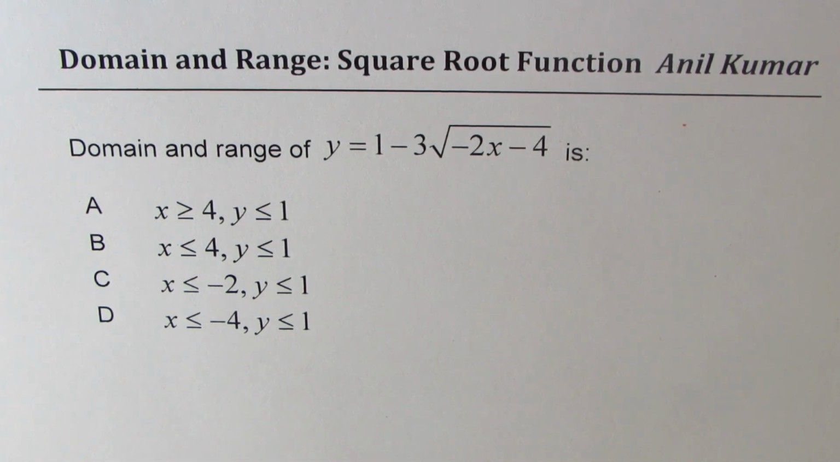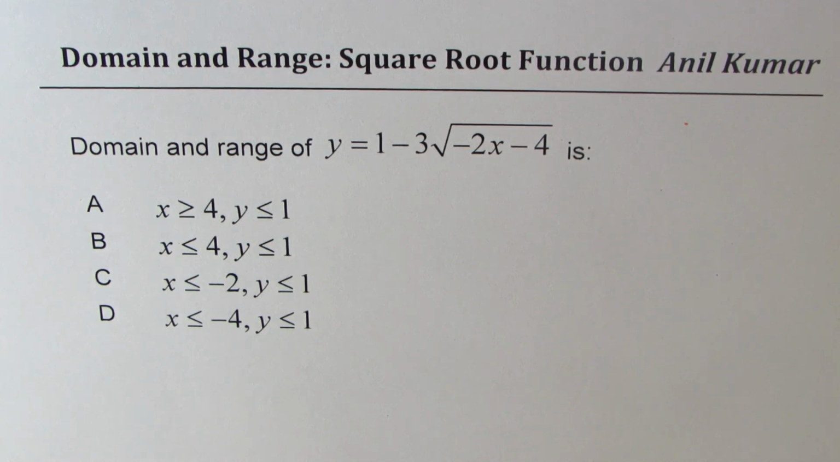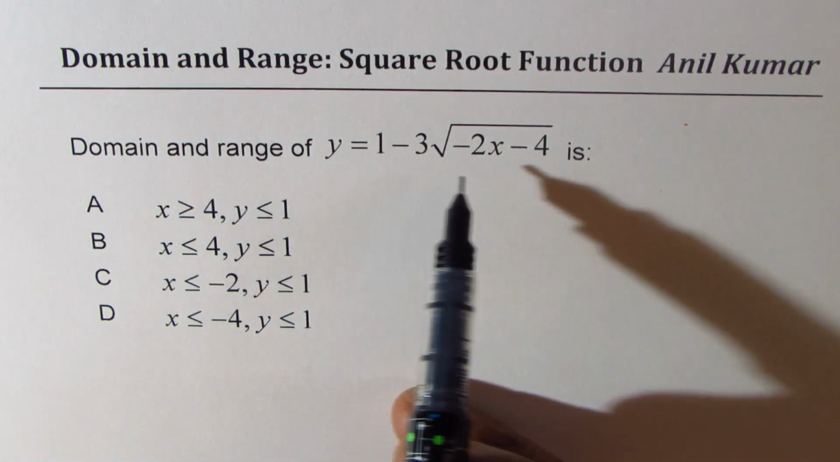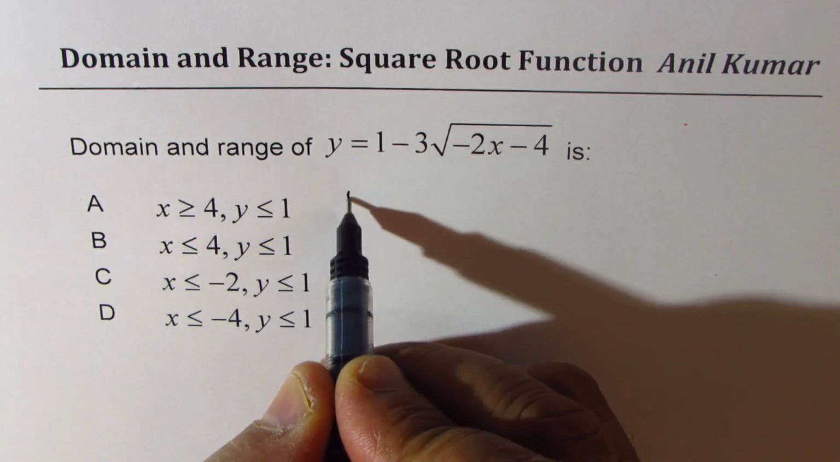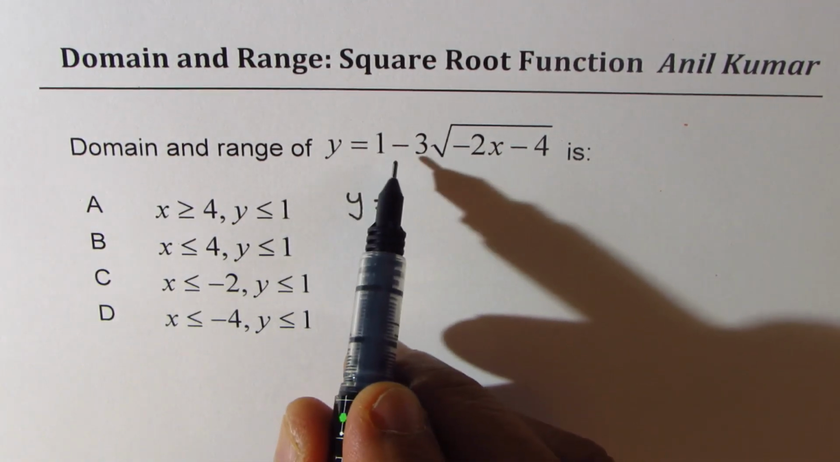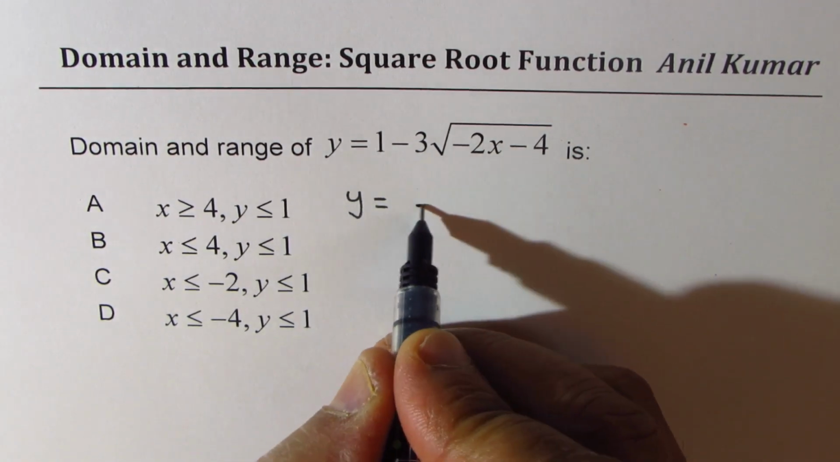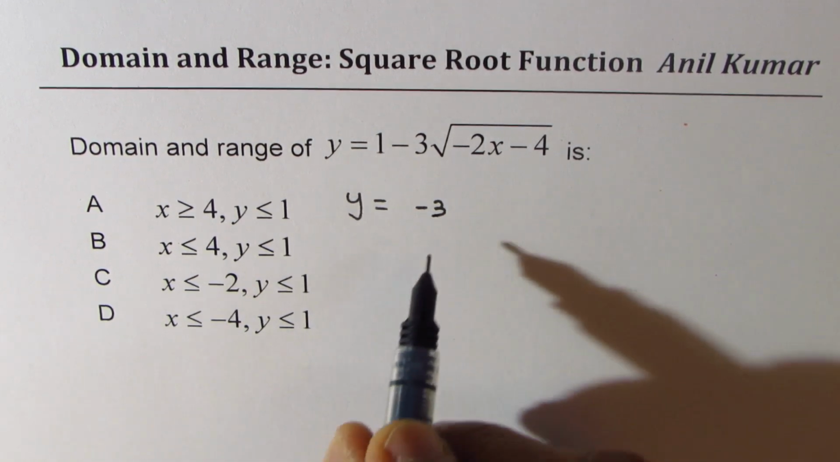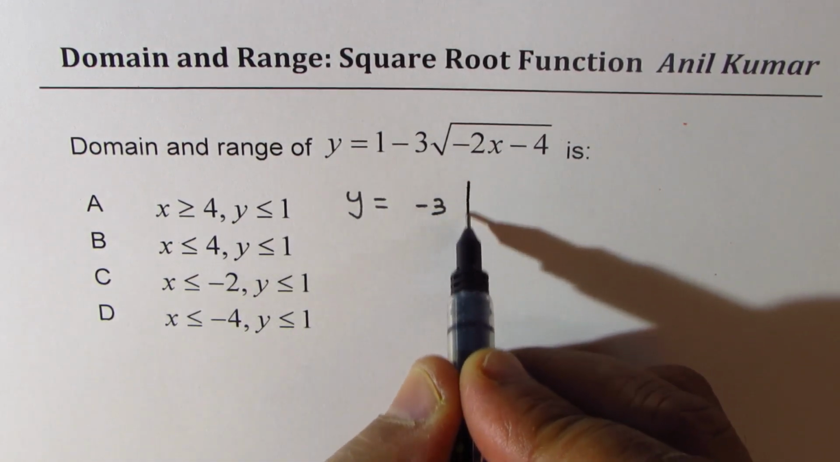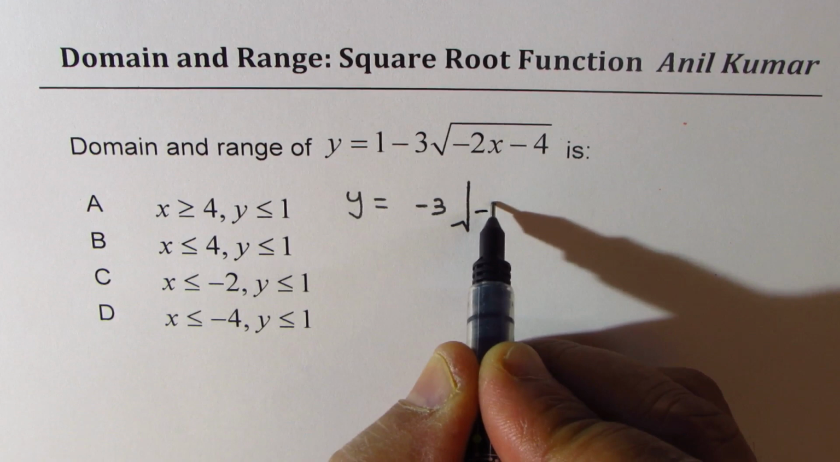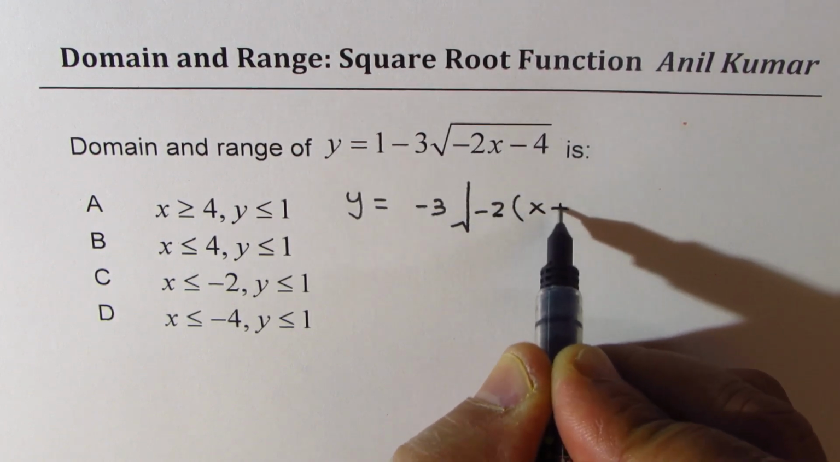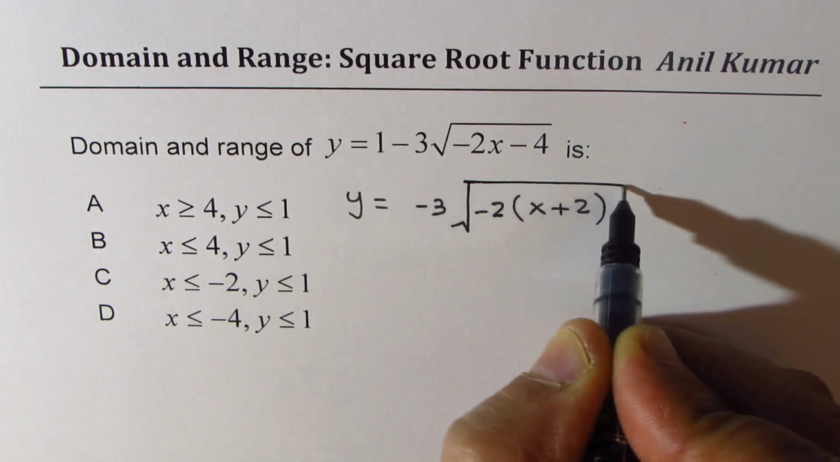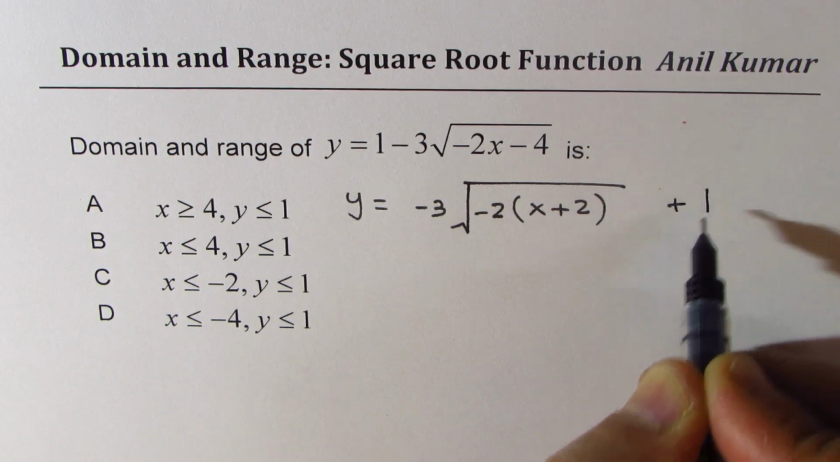This time we have a square root function. I would like you to copy this question and then answer. Let's look into the solution. Whenever you're given a function like this, it's a good idea to rewrite this. It is minus 3. That means it is reflected on the x-axis. Within the square root, let's factor out minus 2. You get x plus 2, right? And here we have plus 1.